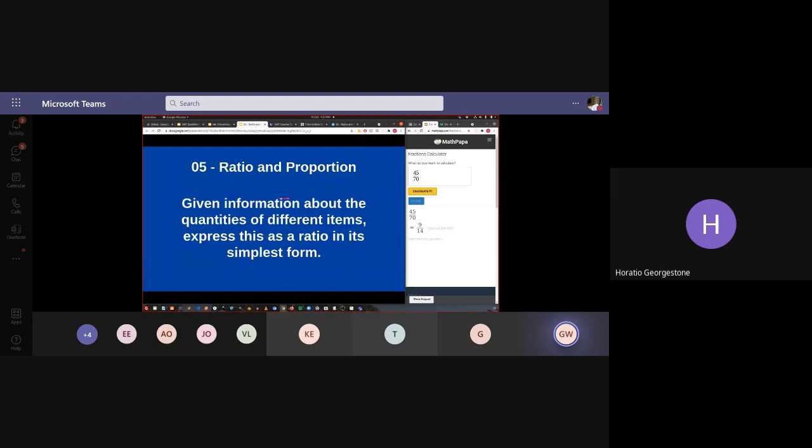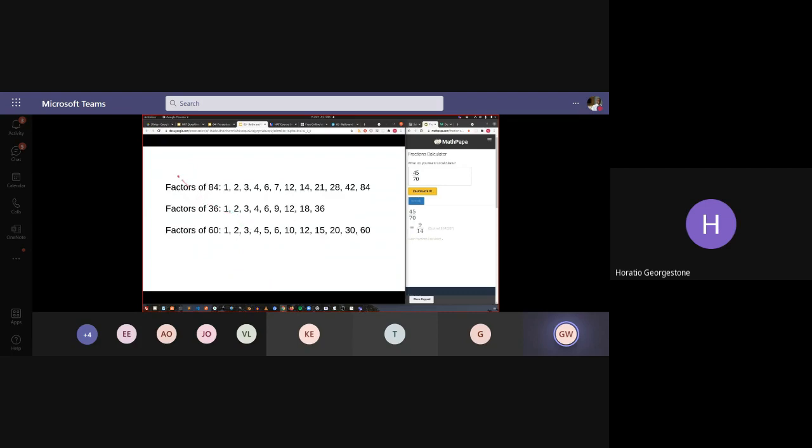Okay, so let's move on. Given information about the quantities of different items, express this as a ratio in its simplest form. So a lot of these are going to end in its simplest form. That's why I started with finding the simplest form. We'll just do that skill. That skill is going to be used in all the other skills, or most of the other skills afterwards.